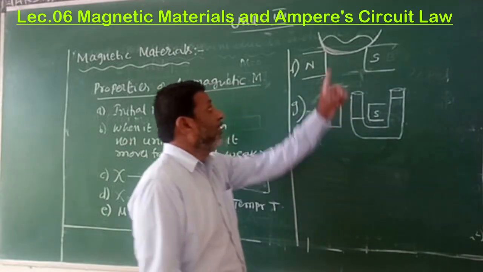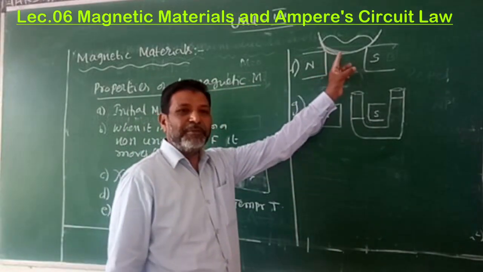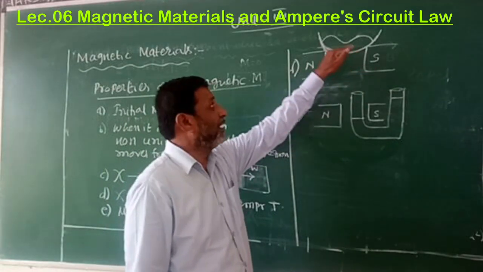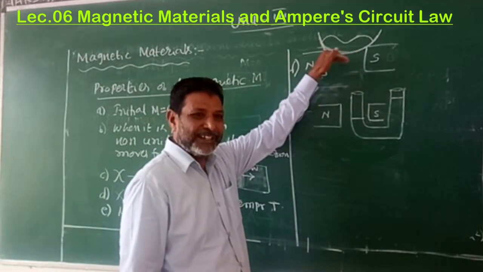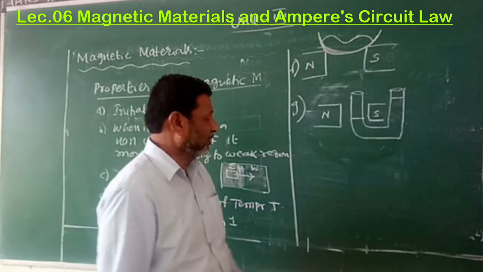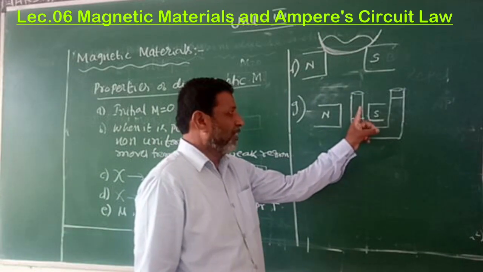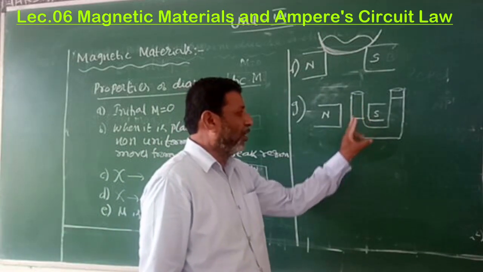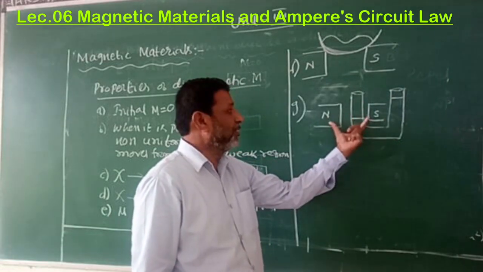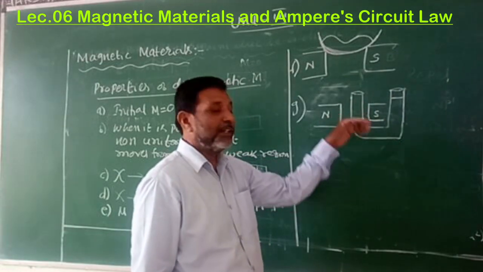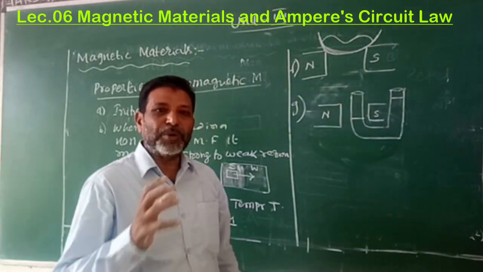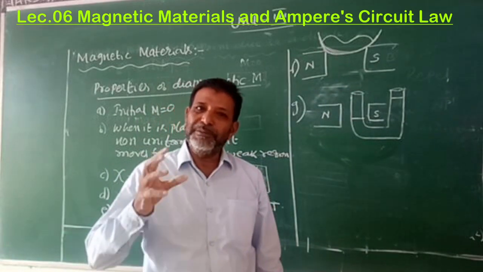Next, when a watch glass containing liquid diamagnetic material is placed over two powerful magnetic poles, the level of the liquid decreases at the center where the field is strong. The next property: when one limb of a U-tube containing liquid diamagnetic material is placed between two powerful magnetic poles, the level of the liquid decreases. These are the properties of the diamagnetic materials.